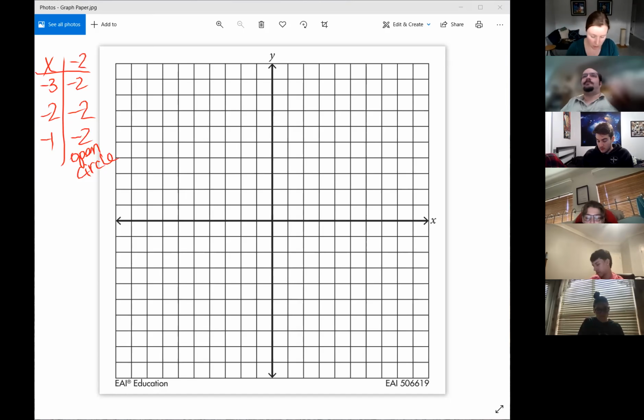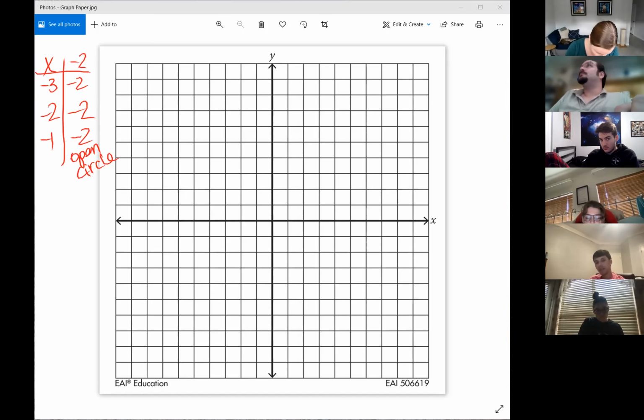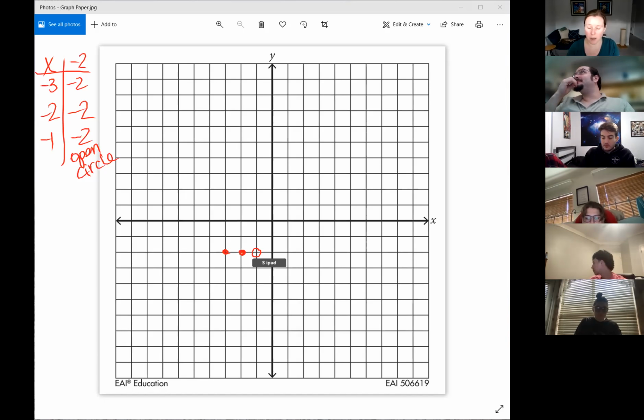So let me graph it. 1, 2, 3, 1, 2. So it's just a straight line, all lines are straight. It's just a horizontal line going like that. Are we okay with that piece? Yes, I got there. All right, let's try the next one.